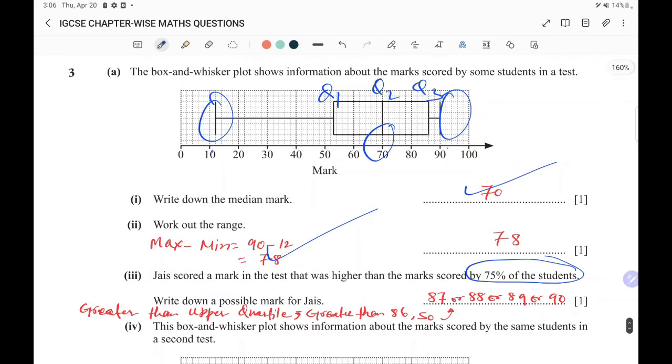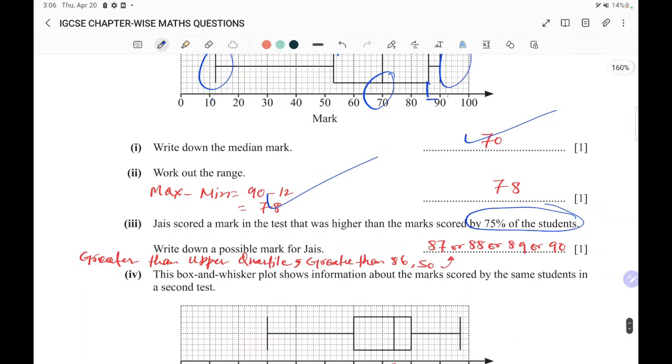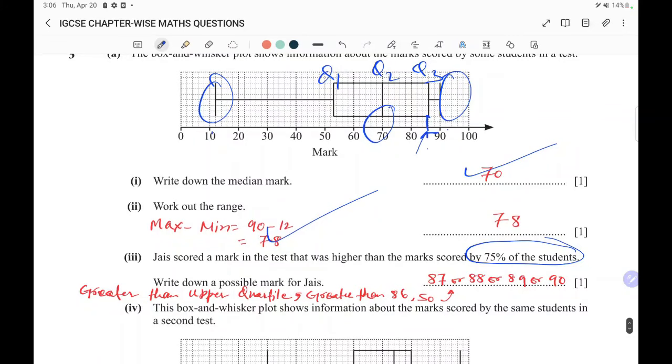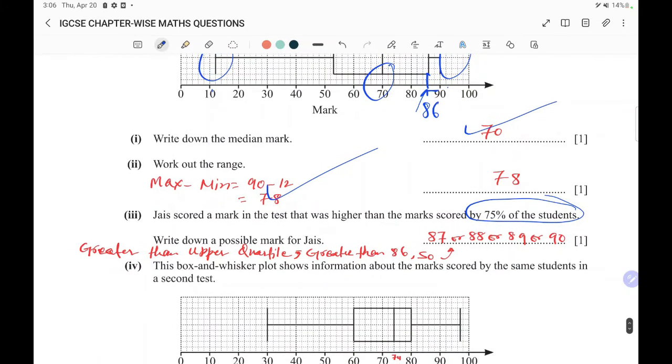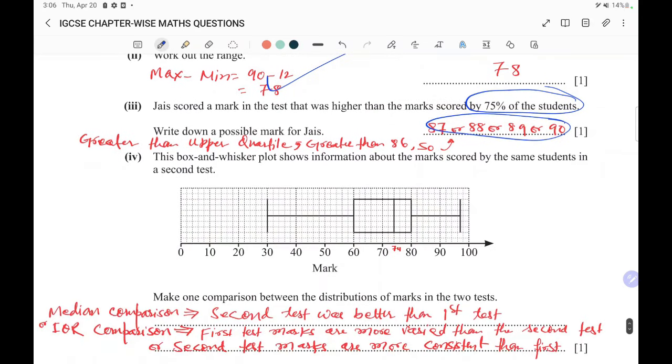This is the third quartile. So the mark is greater than the upper quartile, the third quartile, greater than 86. It was 86, okay. So 87, 88, 89 or 90, but not more than 90 because the maximum was 90. So you can write one of the answers: 87 or 88 or 89 or 90.